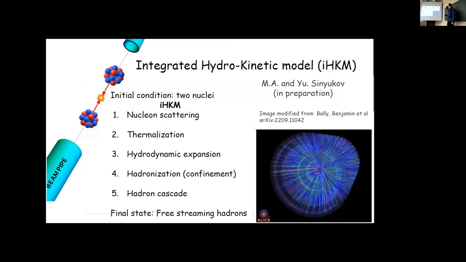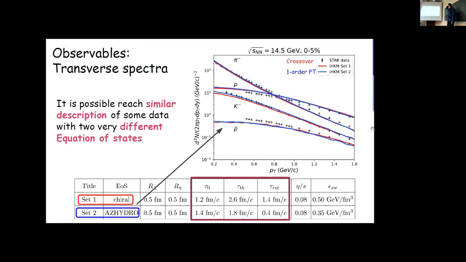This is done work, and it is in preparation for publication with my supervisor, Professor Yuri Sinyukov. So here are some results of our simulations, which I think are quite interesting. Here are shown momentum spectra. Don't think in detail about what it is. It's just some spectra for different particles like pions, kaons, protons, etc.